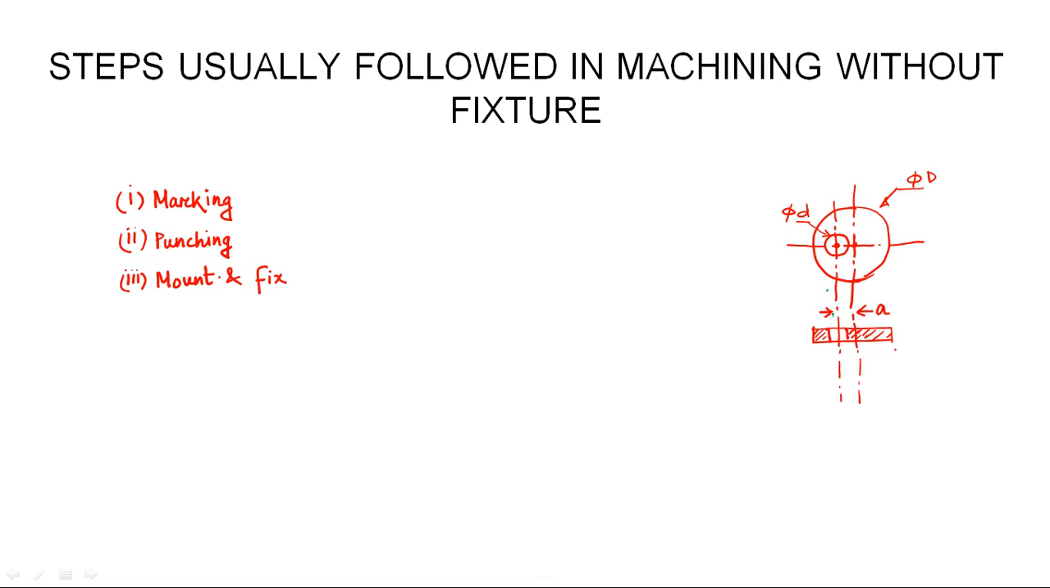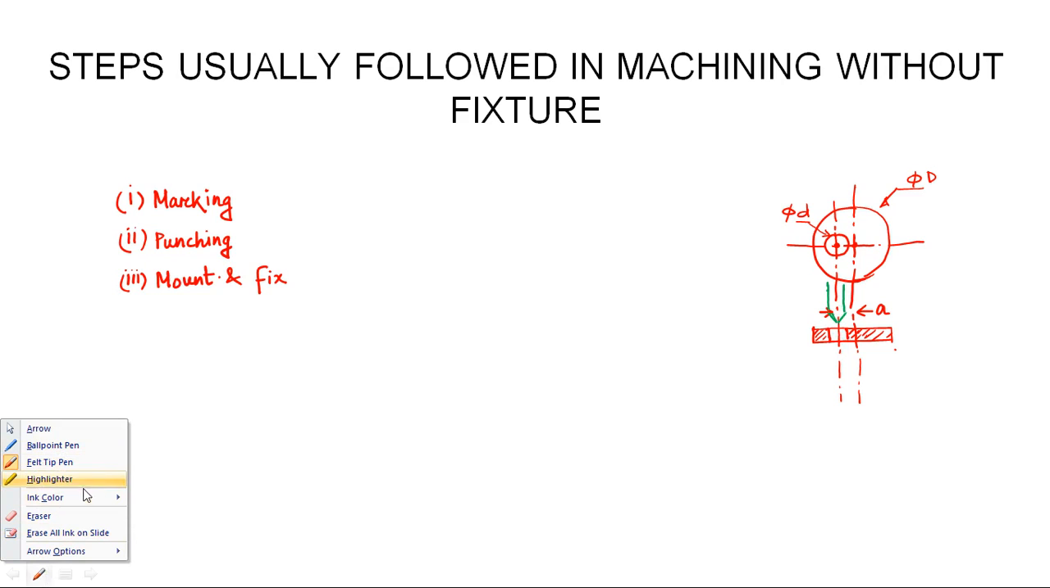Suppose this is the drill. Now the diameter of the drill will be equal to the diameter of the hole. So we have to select the diameter of the drill based on the diameter of the hole. Next, we have to align the axis of the drill with the axis of the hole.